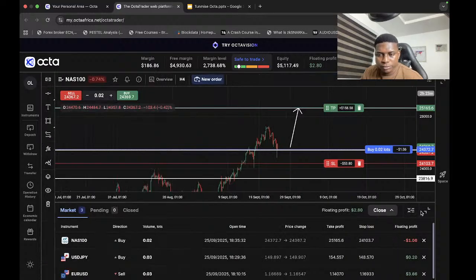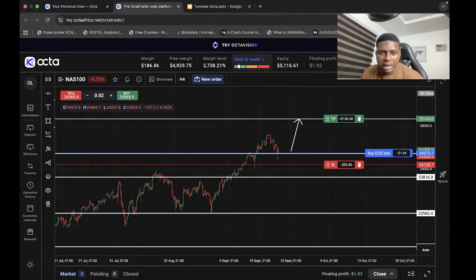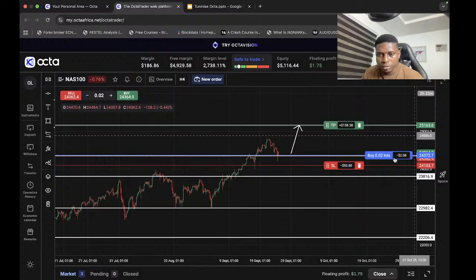Good. So we have EURUSD in profit, USDJPY also entering into profit. Now we've taken our buy on NAS 100. Okay. Awesome.